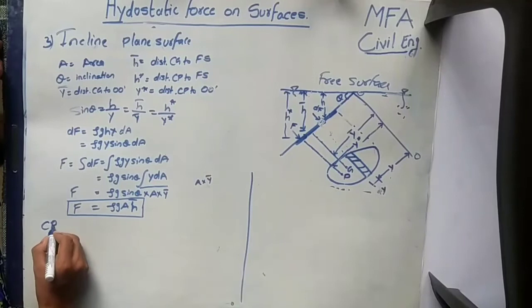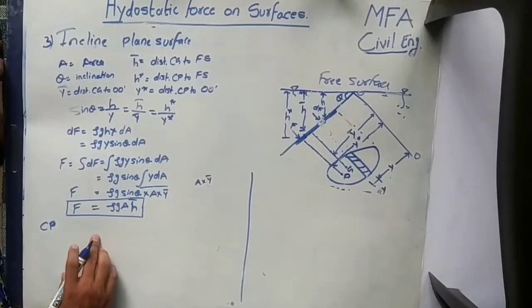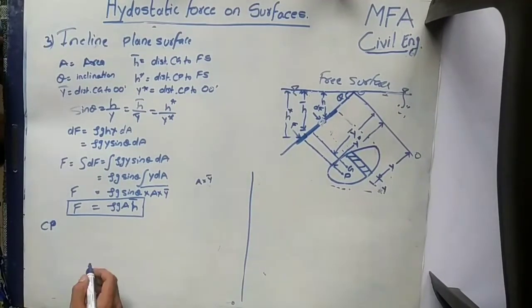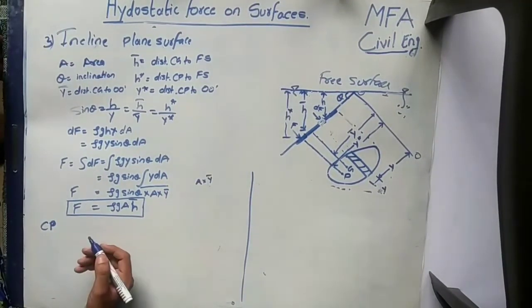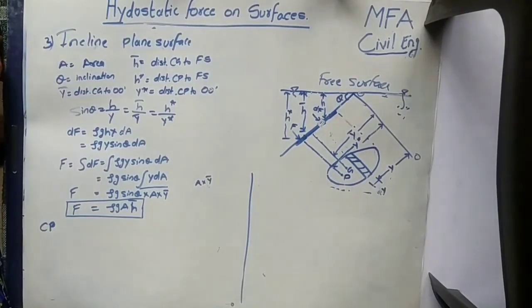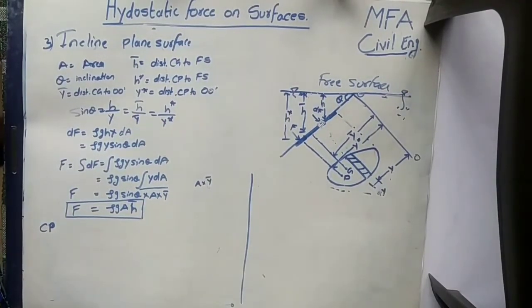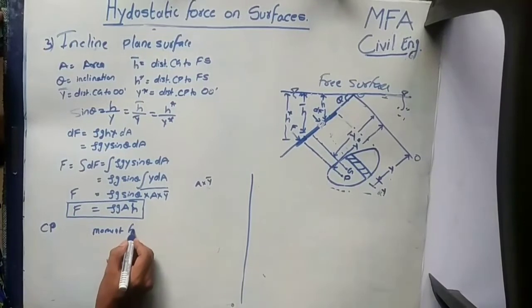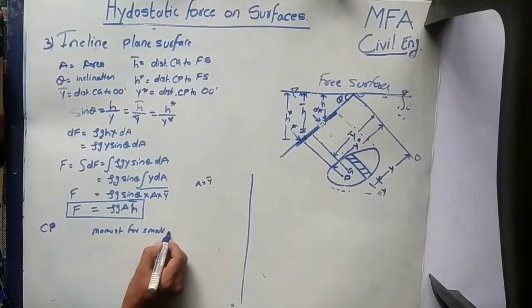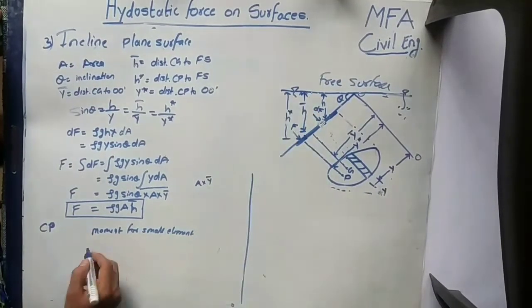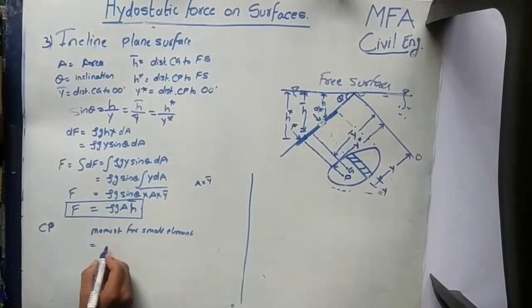Now for the center of pressure. The center of pressure can be obtained by the principle of moments, which states that the moment due to a resultant force about any point is equal to the summation of the moments of all the forces about that point. Now the moment for a small element from the surface is equal to force into distance.